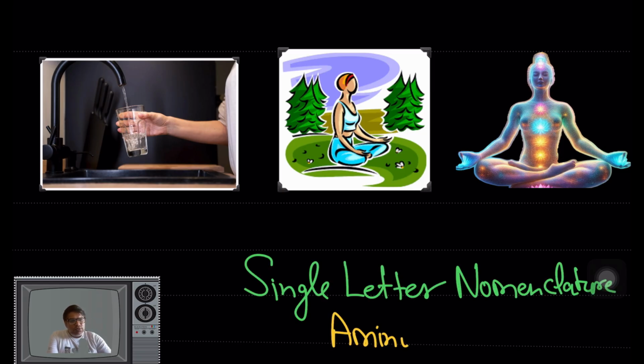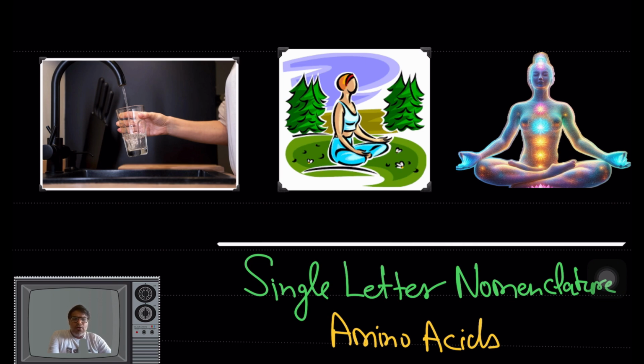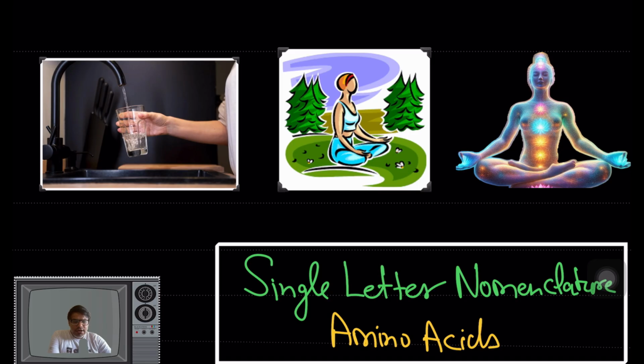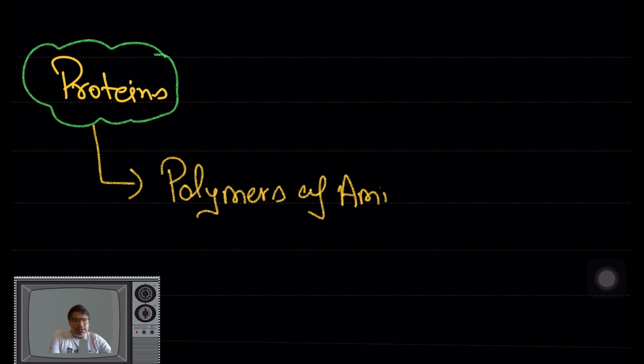Today I am going to teach you single letter nomenclature for amino acids. So now be with me and learn clearly the single letter nomenclature for amino acids. Now here I just want to tell you, you must be knowing about proteins. Proteins are polymers of amino acids.